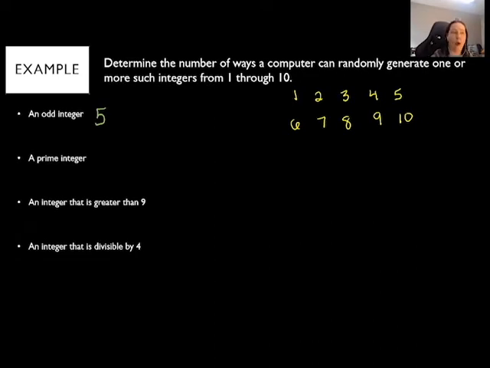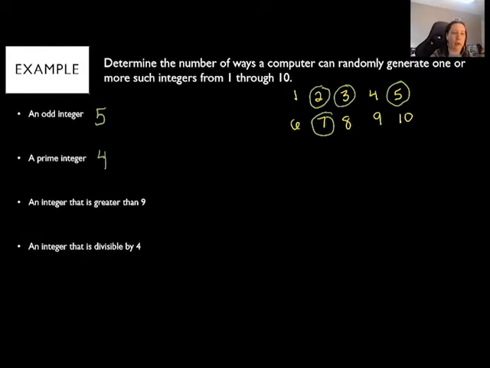How about prime? Well, which ones are prime? 2 is a prime number, 3 is a prime number, 5 is a prime number, 7 is a prime number. So there are 4 ways. If you pick one, there are 4 different ways that you can get a prime integer, if you're just randomly picking a number from all of those.